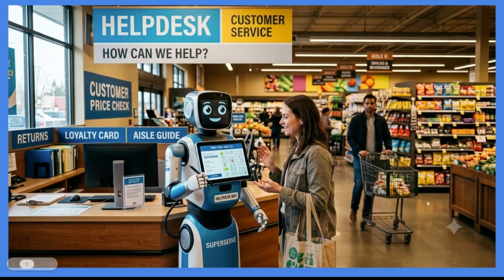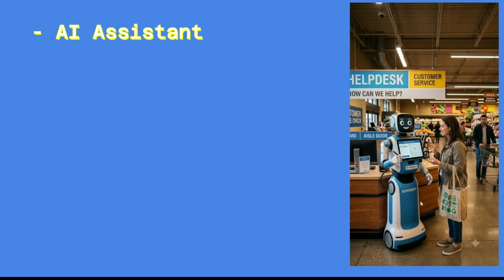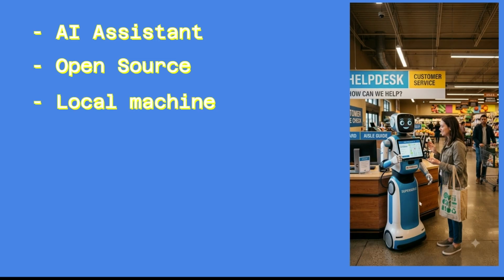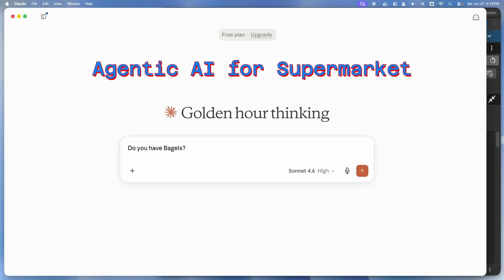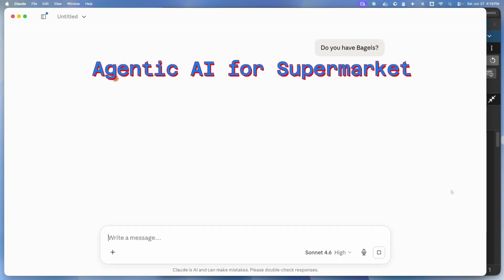Ever wanted to build a fully capable AI assistant that handles real-world business data, runs 100% locally, and costs absolutely nothing? In this video, we are building exactly that, a production-ready, Agentic AI helpdesk for a supermarket. Build a 100% free, local Agentic AI application for a supermarket helpdesk.